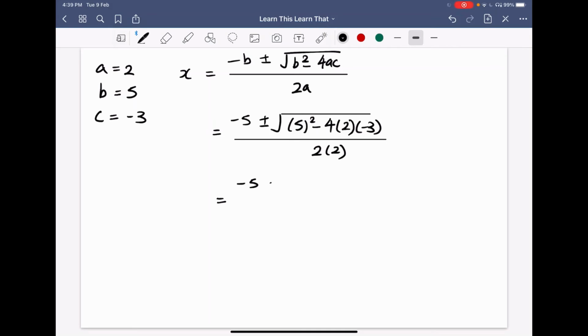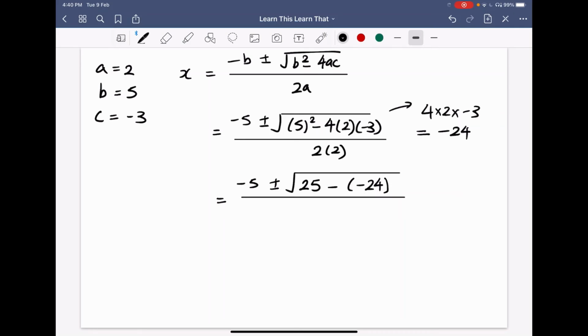Negative 5, plus or minus the root of 5 squared, which is equal to 25, and 4 times 2 times negative 3, 8 times negative 3, would be negative 24. So we have minus negative 24, over 2 times 2, which is equal to 4. So negative 5, plus or minus the root of 49, over 4 would be the simplified version.